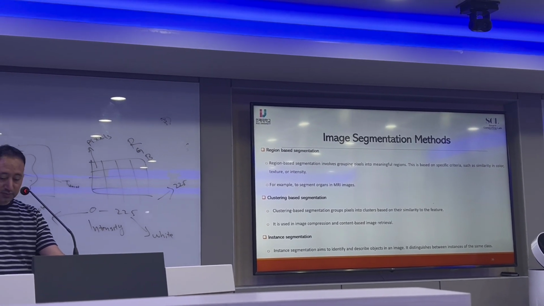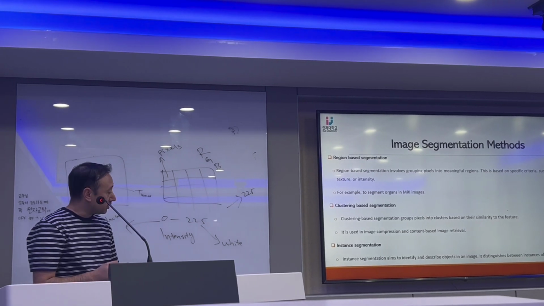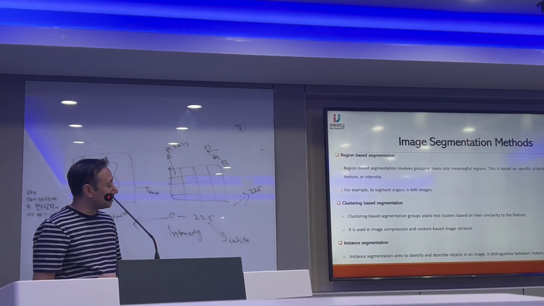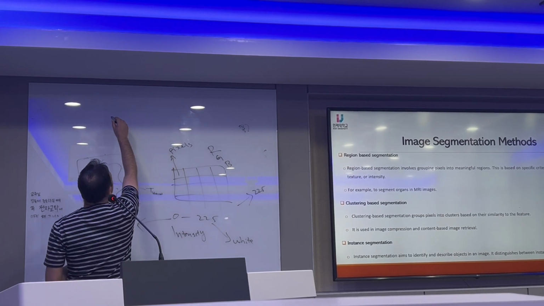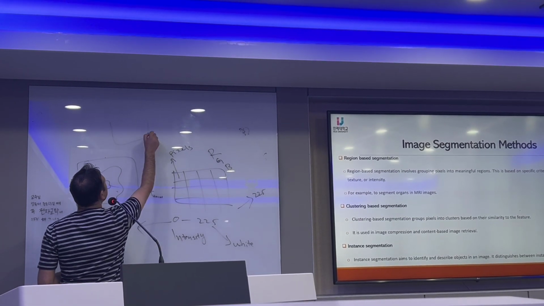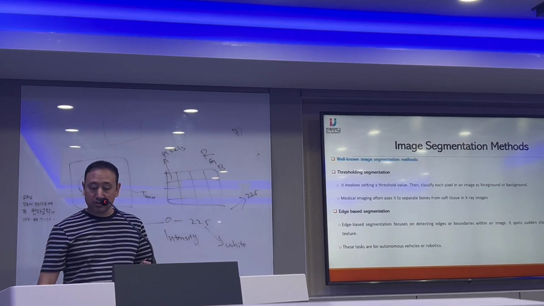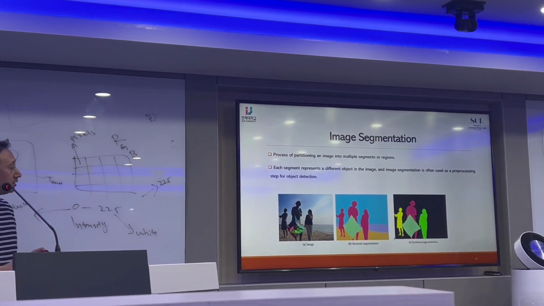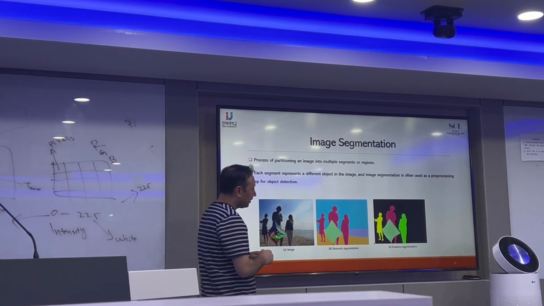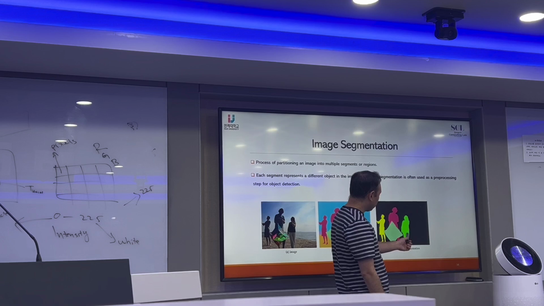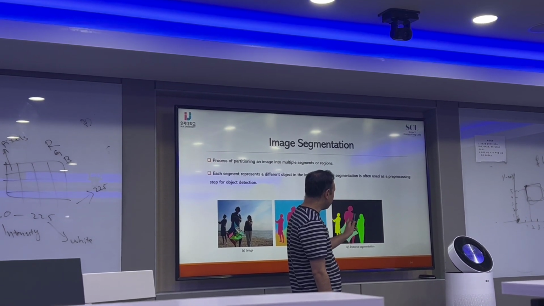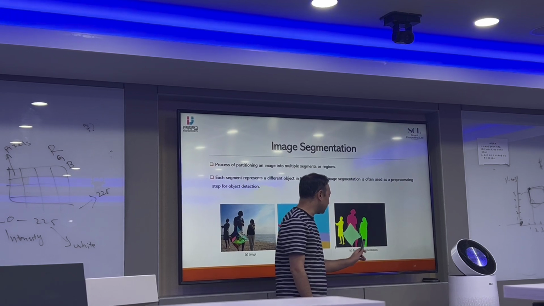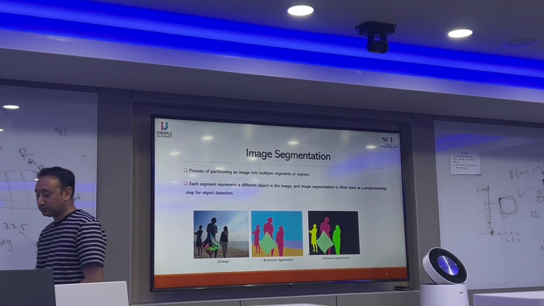And instance segmentation, as I showed in the previous image. I guess it is better if I show from here. Yeah, here. Instance segmentation means segmenting each object in the image. This person, this person, this person, this person. So this is called instance segmentation.